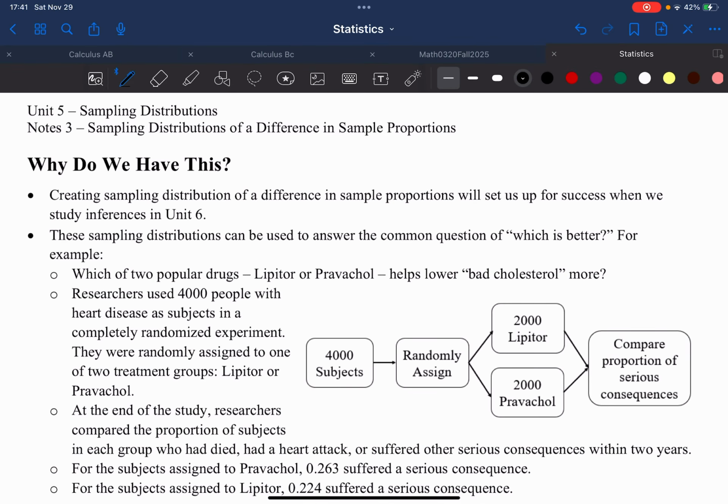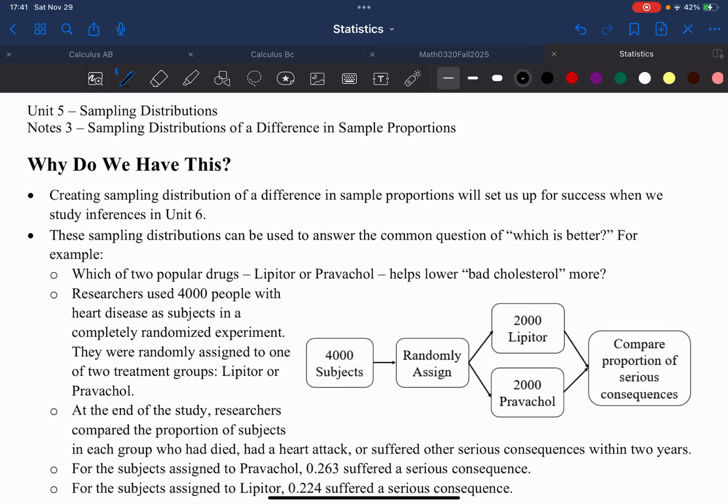Okay, sampling distributions of a difference in sample proportions. So it says, why do we have this? Creating a sampling distribution of a difference in sample proportions will set us up for success when we start studying inferences in Unit 6. These sampling distributions can be used to answer the common question of which is better.